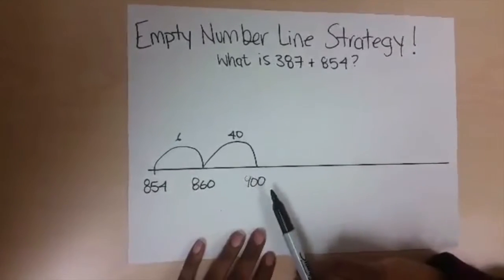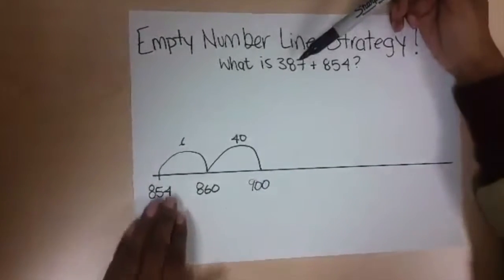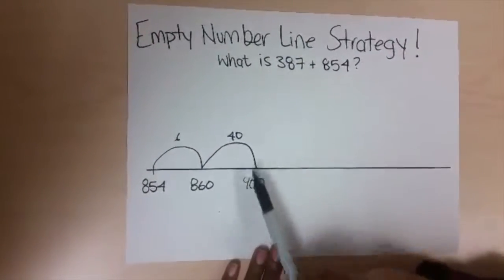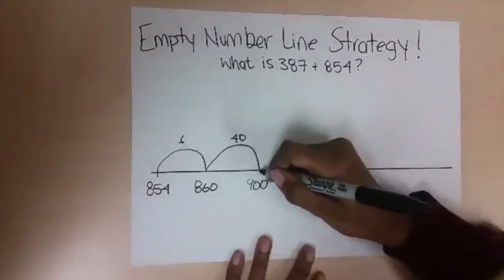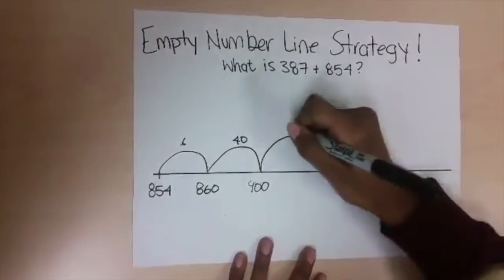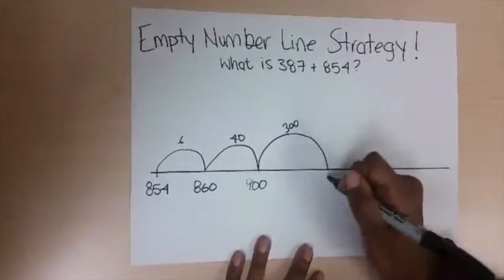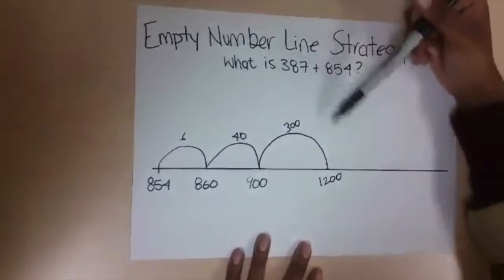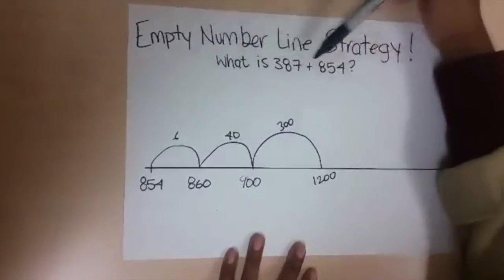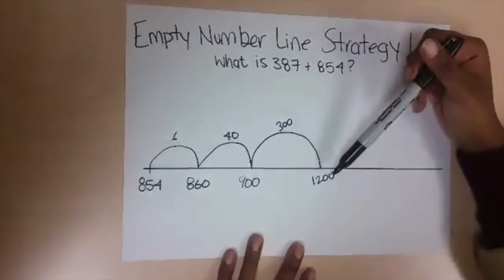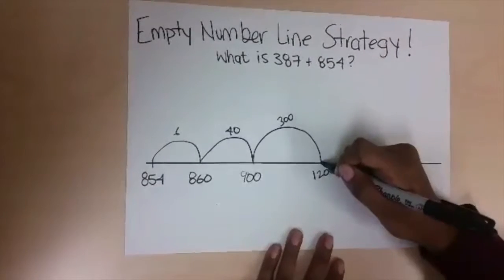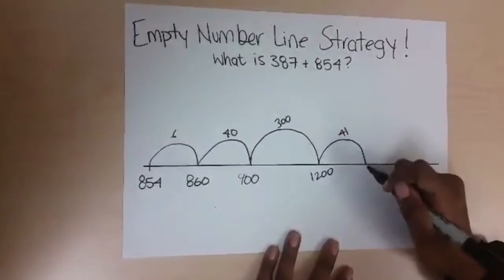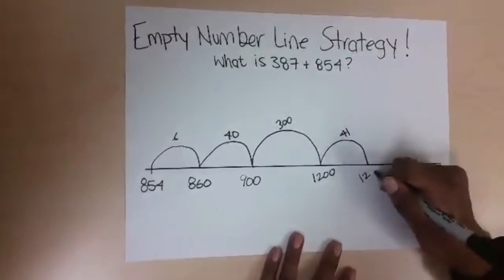So I got 900, and as I'm adding, I'm mentally subtracting what I'm jumping from 387. So now I know that I can jump 300 more. 300 more will equal 1,200. And when I subtract 346 from 387, I know I'll have 41 left. So 41 more will give me the final answer of 1,241.